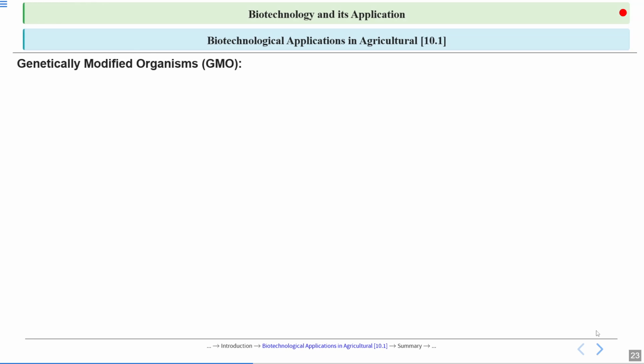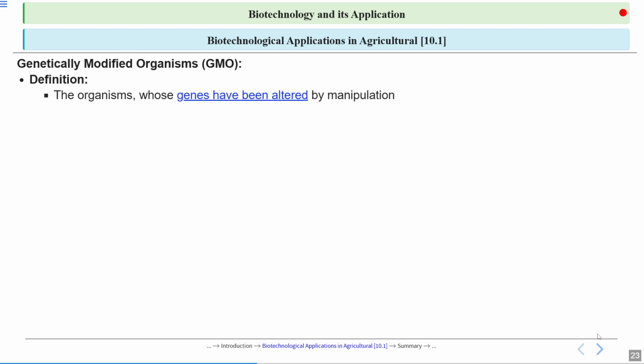So now, genetically modified organism. What is a genetically modified organism? It is an organism whose genes have been altered by manipulation. This is also something we studied in the last chapter: an organism whose genes have been altered by any manipulation is called a genetically modified organism. For example, there are many genetically modified plants, genetically modified bacteria, fungi, and animals also.